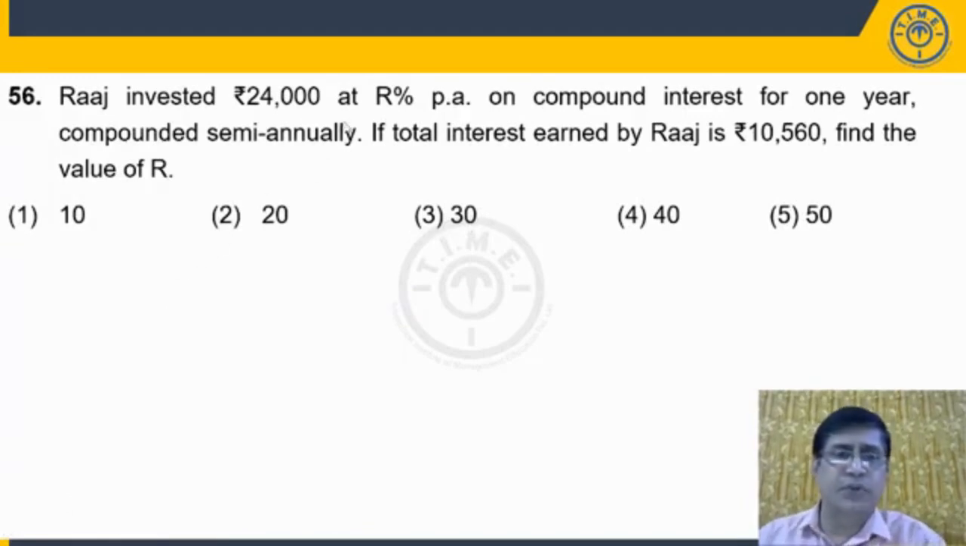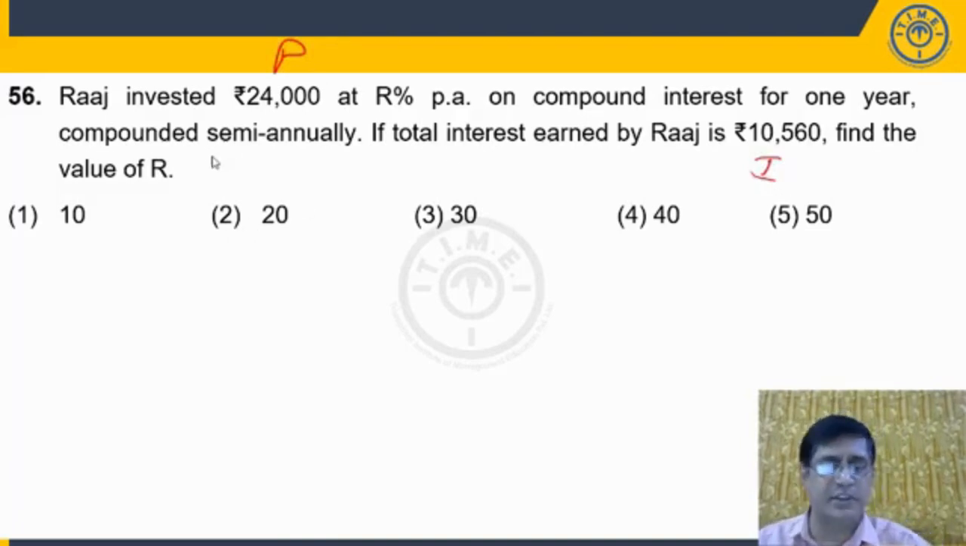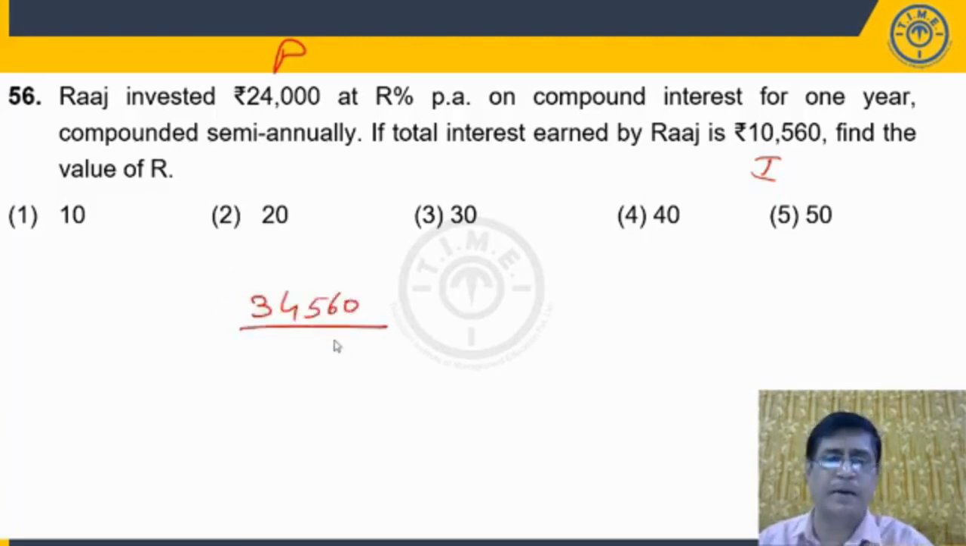Raj invested 24,000 at R% per annum compound interest for 1 year, compounded semi-annually. If the interest at the end of the year earned by Raj is 10,560, find the value of R. Principal is given and interest is given. The sum of these two is the amount, which is 34,560.